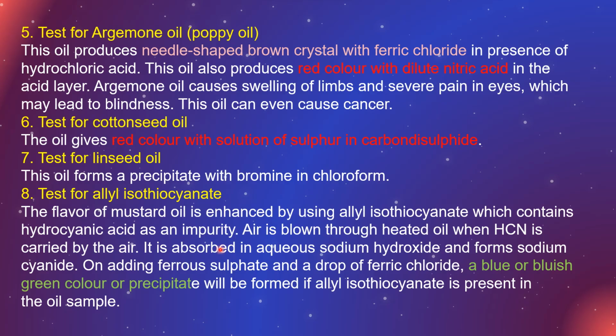So how to test this: we can blow air through the heated oil, and the gas liberated by the heated oil is absorbed by sodium hydroxide and forms sodium cyanide. On adding ferrous sulfate and a drop of ferric chloride, a blue or bluish green colored precipitate will be formed. So we can identify the presence of allyl isothiocyanate that is present in the mustard oil in order to enhance its flavor.